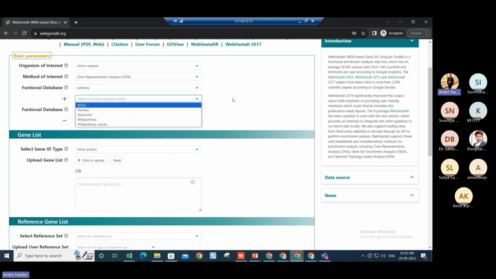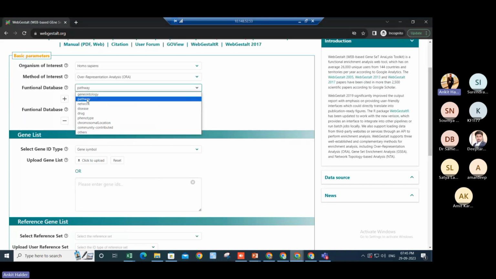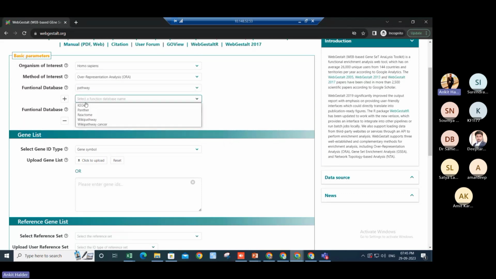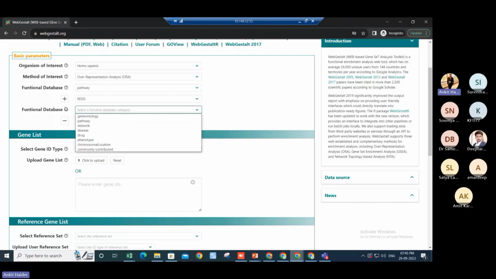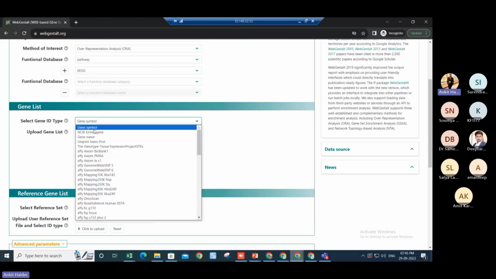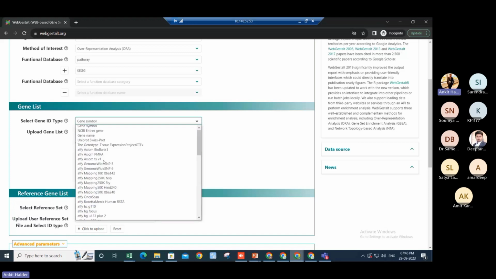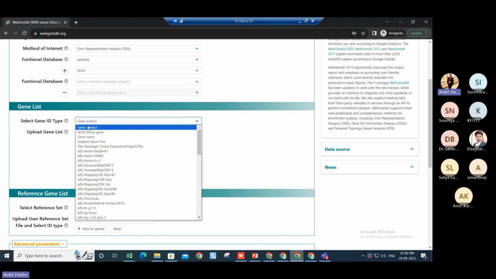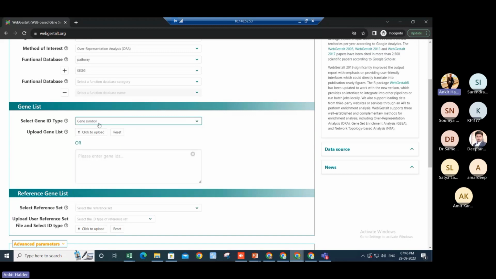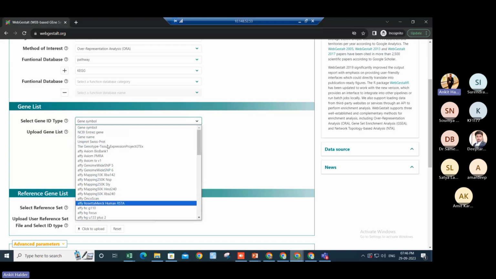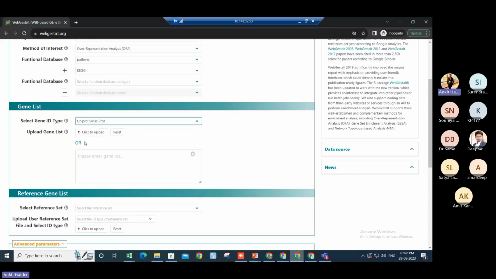and then you can choose. I have used Homo sapiens, and I have chosen over representation analysis. I have used functional database as pathway, or you can use gene ontology, but I'm choosing pathway. For the function database you can choose KEGG, Panther, or Reactome accordingly. Okay, here you can have the Illumina or Affymetrix IDs as well, or you can give the gene IDs, such as gene symbol, UniProt Swiss-Prot, or gene names. So I'm choosing UniProt or Swiss-Prot.